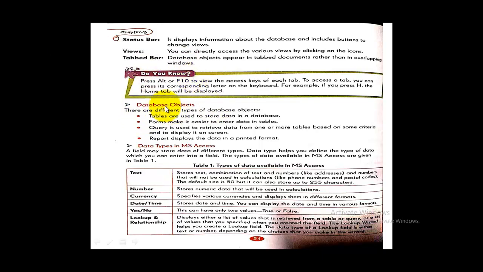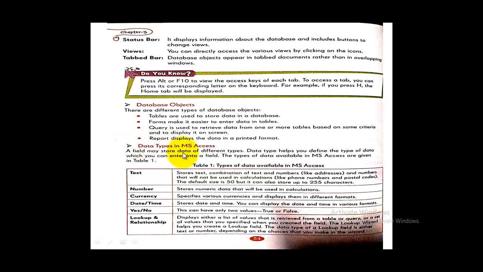Here next come the database objects. Now there are different types of database objects. Tables are used to store data in a database. Then forms make it easier to enter data in a table. A query is used to retrieve data from one or more tables based on some criteria and to display it on screen. Then a report displays the data in a printed format.